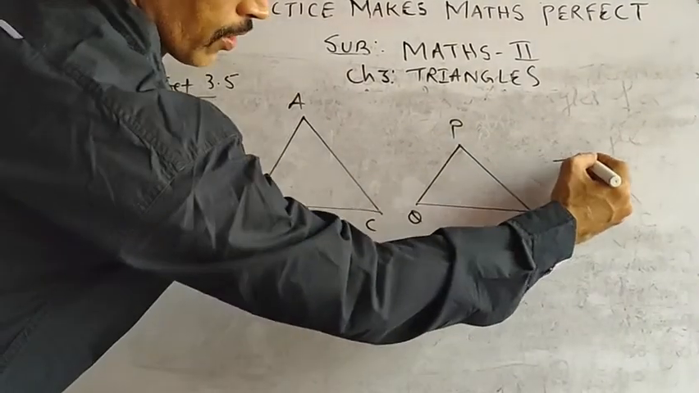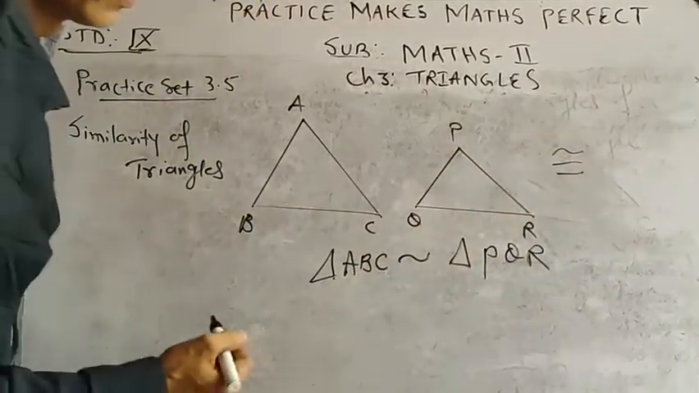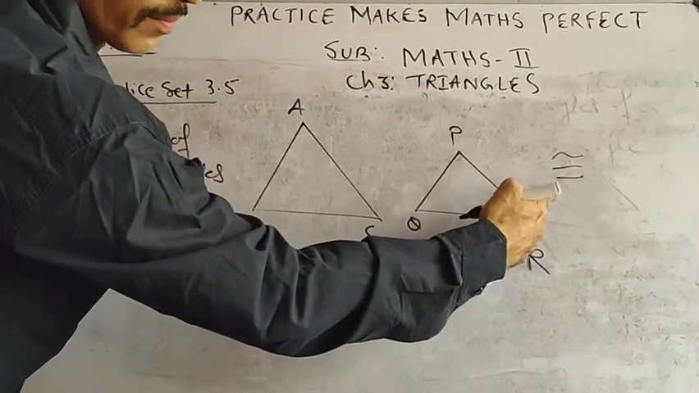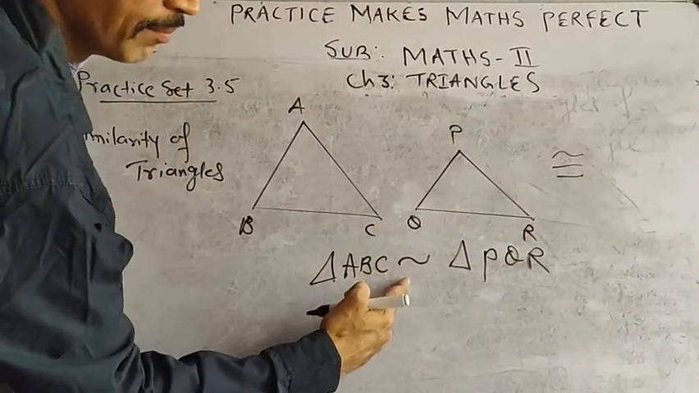And you know the congruent sign. The congruent sign is like this. This is the sign of congruent. This is the sign of similar.